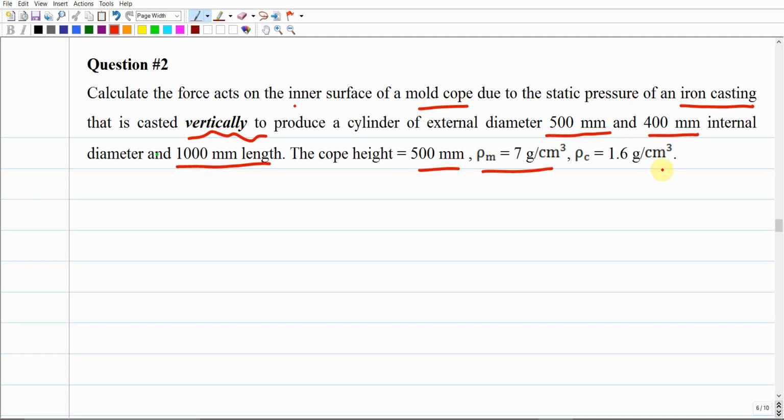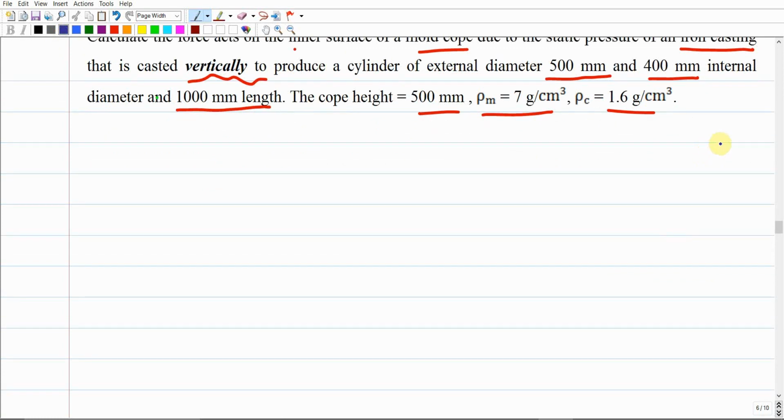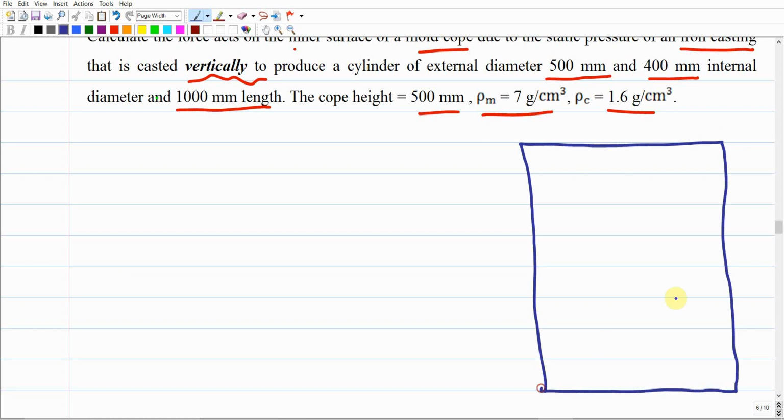Typically the same problem, even the mass density of the core is given by 1.6 gram per centimeter cube, but the only difference is that it's going to be cast vertically. So if we cast this cylinder vertically, it should be standing in the mold. If I decide to draw the sand mold, this is going to be the cope and the drag. This is going to be the parting surface.